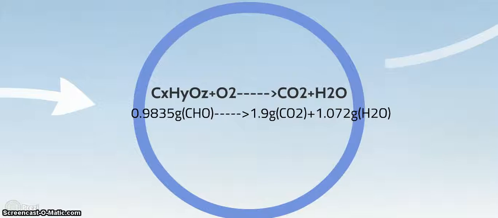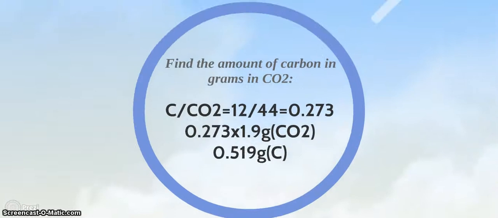We can write a general formula to represent the reaction in the question. Written on this slide is the formula for the combustion of the sample. Written below that is the grams we were given for each substance. To solve this question, we must find the grams of carbon, hydrogen, and oxygen.